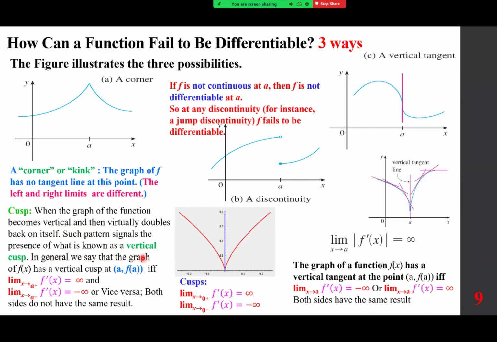In general, we say that the graph of f of x has a vertical cusp at a, f of a if and only if the limit of f prime of x as x approaches a from the right is infinity, and the same limit as x approaches a from the left is negative infinity, or vice versa. Both sides do not have the same result. That's the idea, everybody. Both sides do not have the same result, and that's the key that we want to be careful of. So that's the basic difference between the two.